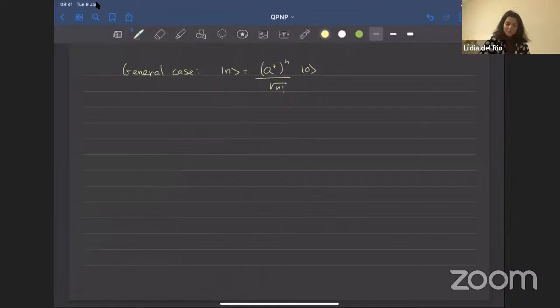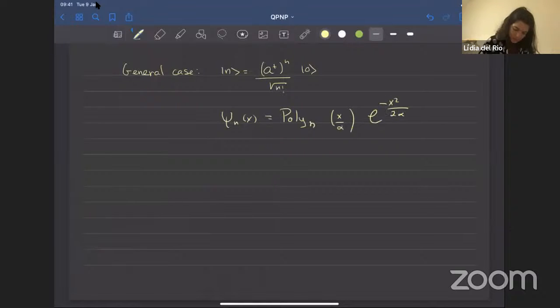I mean, this we know, but this we know already. And then one can show that this is given by a polynomial of degree n of x over alpha, e to the minus x squared over 2 alpha squared.